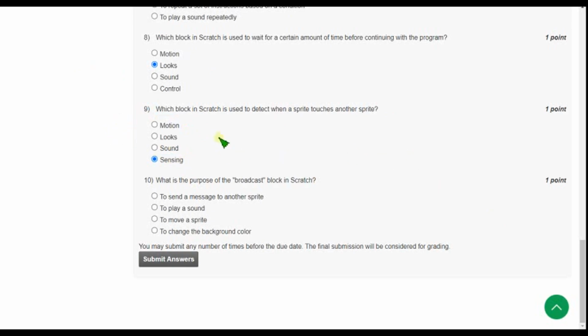Now let's move on to the final question of this week one assignment. So the tenth one and the final question. What is the purpose of the broadcast block in Scratch? So for 10th question, the correct answer is first option, to send a message to another sprite. So first option could be the probable answer for 10th question.